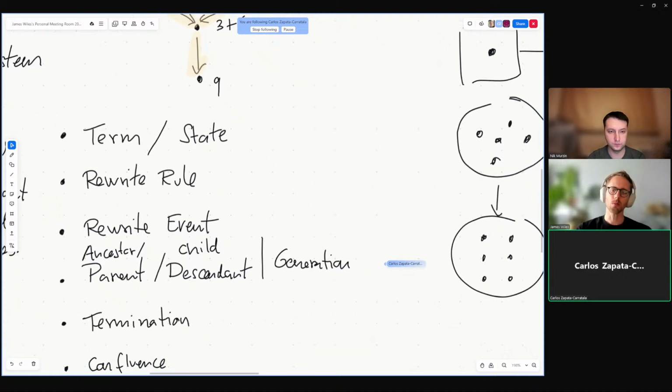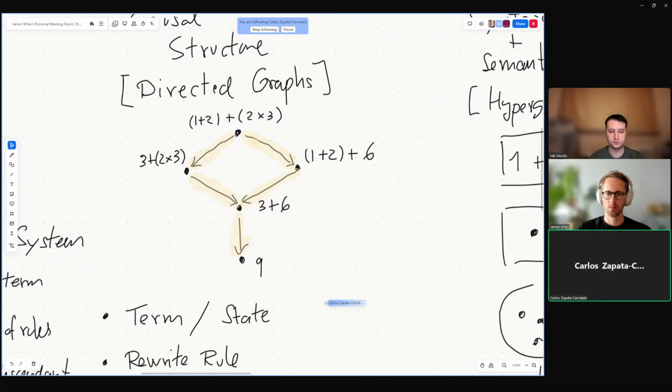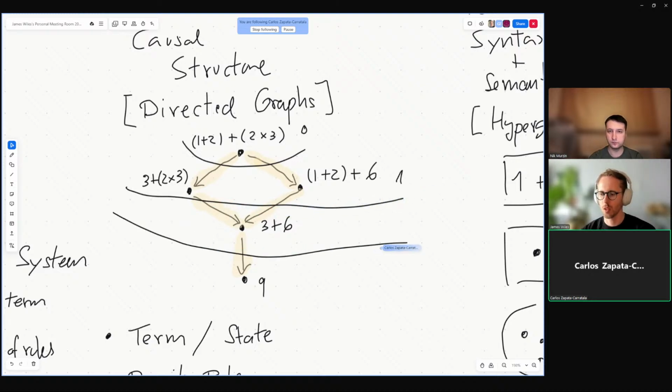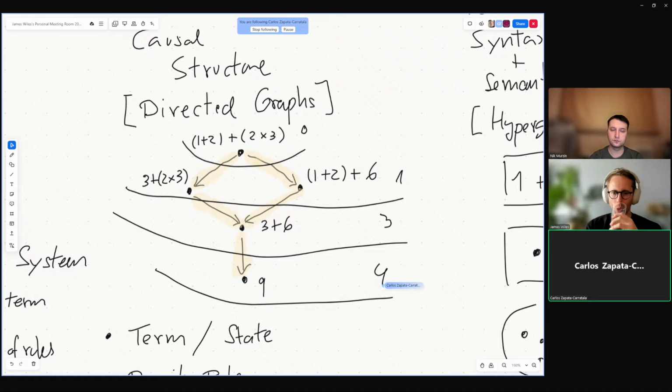A generation refers to the number of rule applications that have occurred, right? So in this example, we have generation 0 over here, then generation 1 over here, then generation 3 over here, and then generation 4 over here. These are just countings of the number of rules that have occurred in this particular rewrite system for each of these states. So the first state is generation 0. For the second, there was just one rule application that happened, and so on.